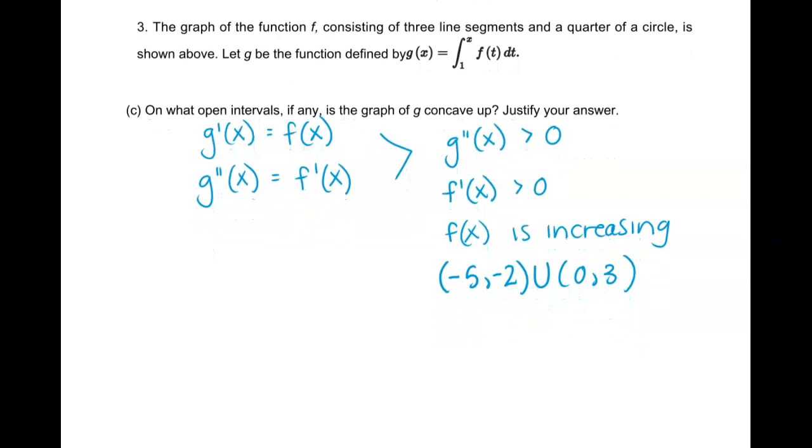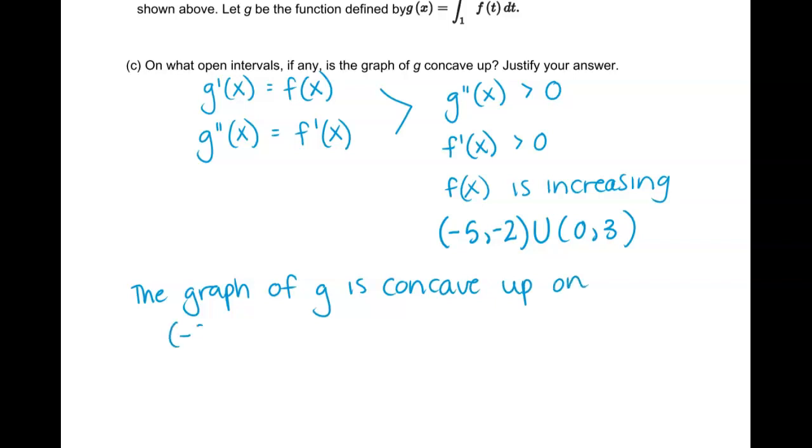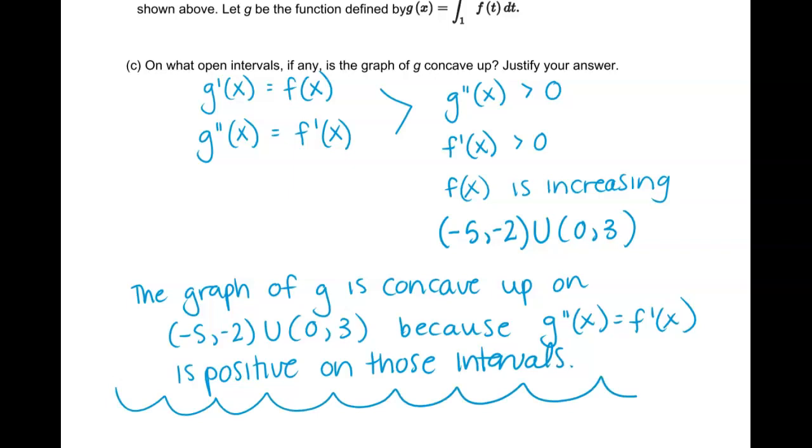So then we have to justify, so we can say it this way. The graph of g is concave up on -5 to -2 and 0 to 3 because g double prime of x equals f prime of x is positive on those intervals. And there we go, answer and justification.